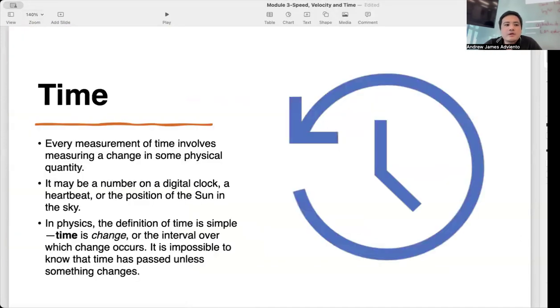Okay, let's go to time. Time is a fundamental concept in physics. We define time as the interval over which change occurs. Without change, we cannot measure time, whether it's the movement of clock hands, heart rates, or the swing of a pendulum. Time is always measured through change.